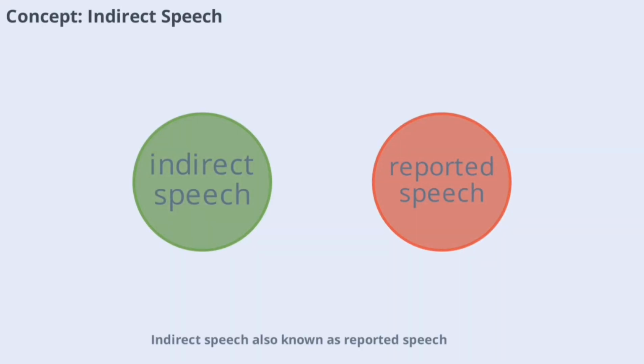Indirect speech, also known as reported speech, involves paraphrasing what someone has said without quoting their exact words. It requires changes in tense, pronouns, and sometimes word order. Mastering indirect speech is crucial for clear and accurate reporting in both written and spoken English.